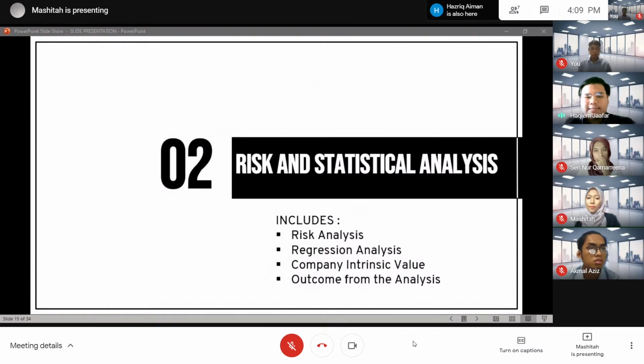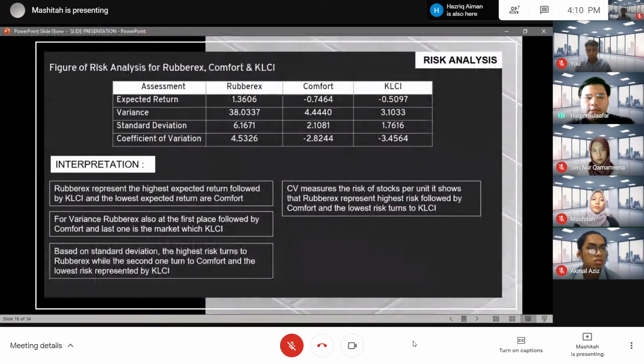The risk and statistical analysis includes the risk analysis, regression analysis, company intrinsic value, and also the outcome from the analysis. Based on the slide here, we can see the figure of the risk analysis for Rubberex, Comfort, and KLCI. The interpretation we can make from this figure is that Rubberex represents the highest expected return because Rubberex intends to become a significant player in the nitrile disposable glove segment.